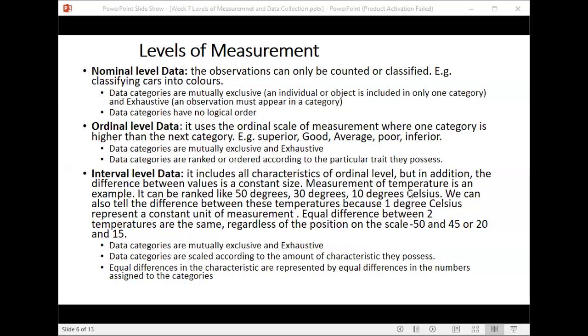So in simple terms, let's take measurement of, say, temperature as an example. If I tell you that this is 50 degrees, this is 40 degrees, we are talking about 10 degrees.